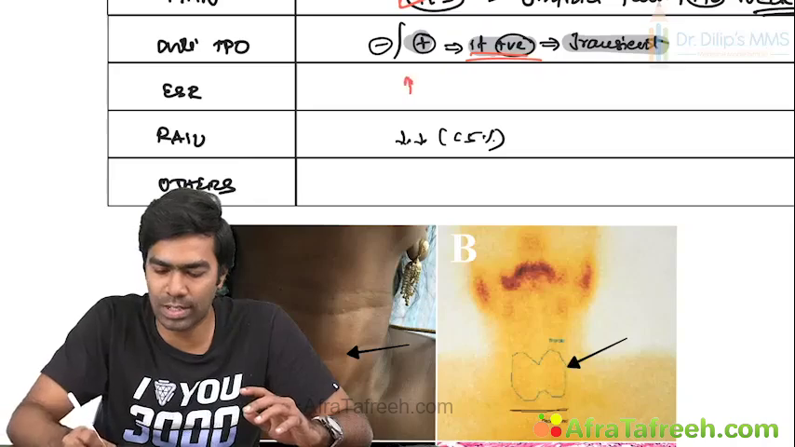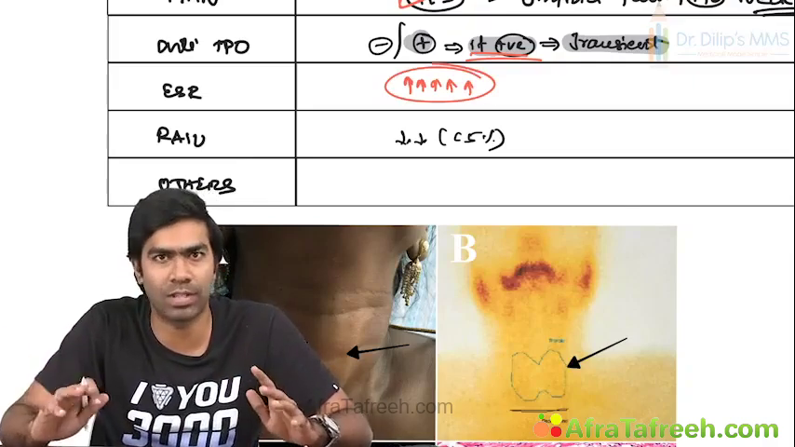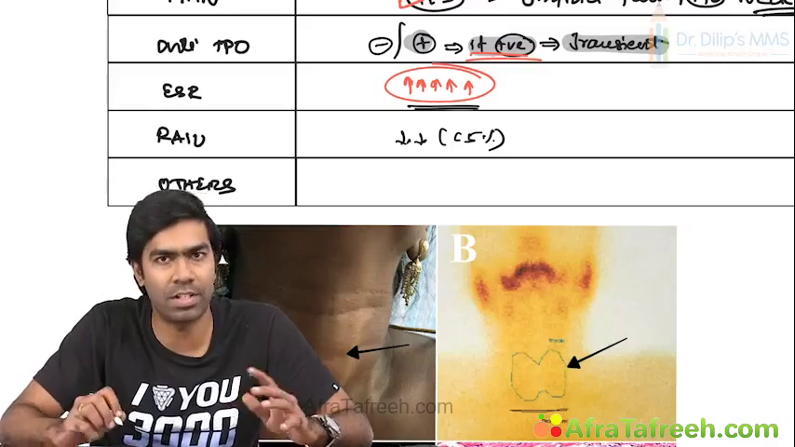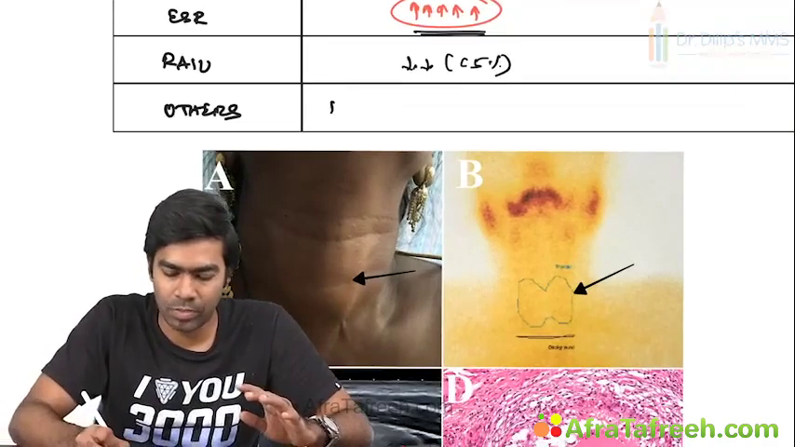ESR, this is a very important point once again. ESR will be very much raised. This also can give you a very big difference with Graves' disease and other forms of thyroiditis, where ESR will not be increased, whereas it is very much increased, which is a very important feature of de Quervain thyroiditis.